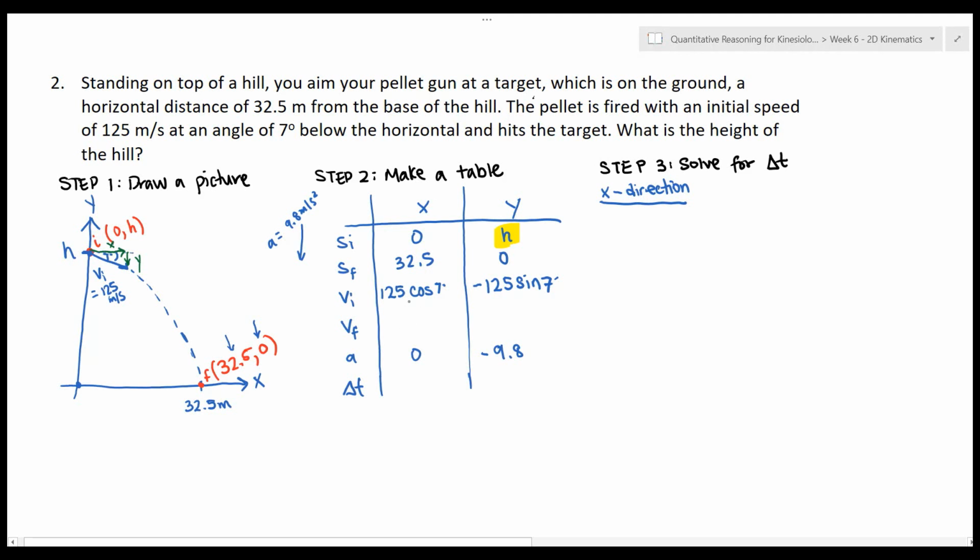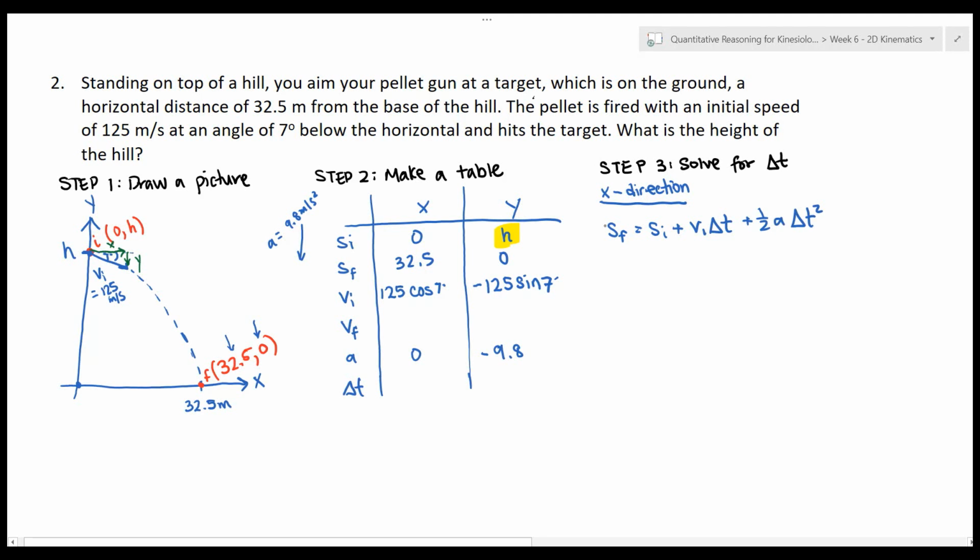Again, we don't know V final, and we don't really care to find it out, so that's the one variable we're going to leave out. So we're going to use the kinematic equation that does not have V final in it. So that is S final equals S initial plus V initial delta t plus 1/2 A delta t squared.